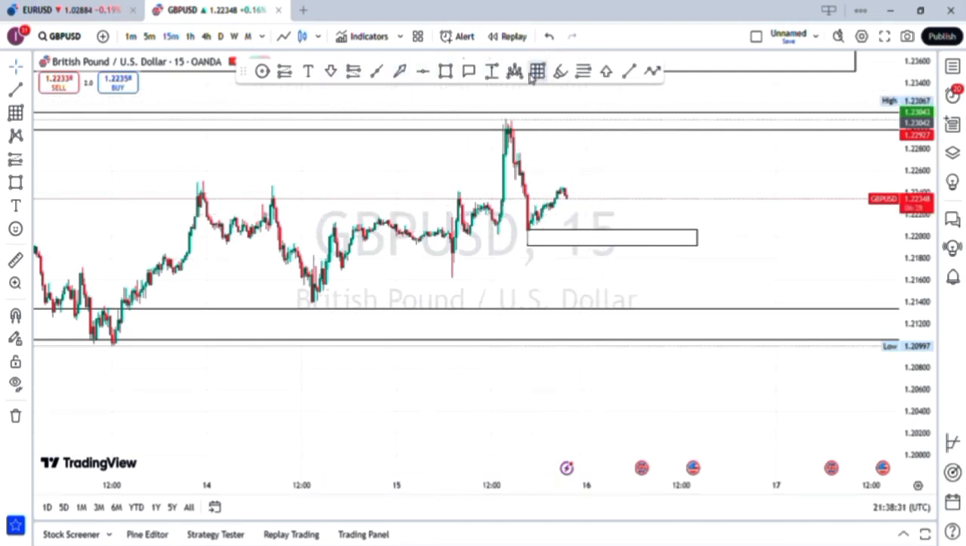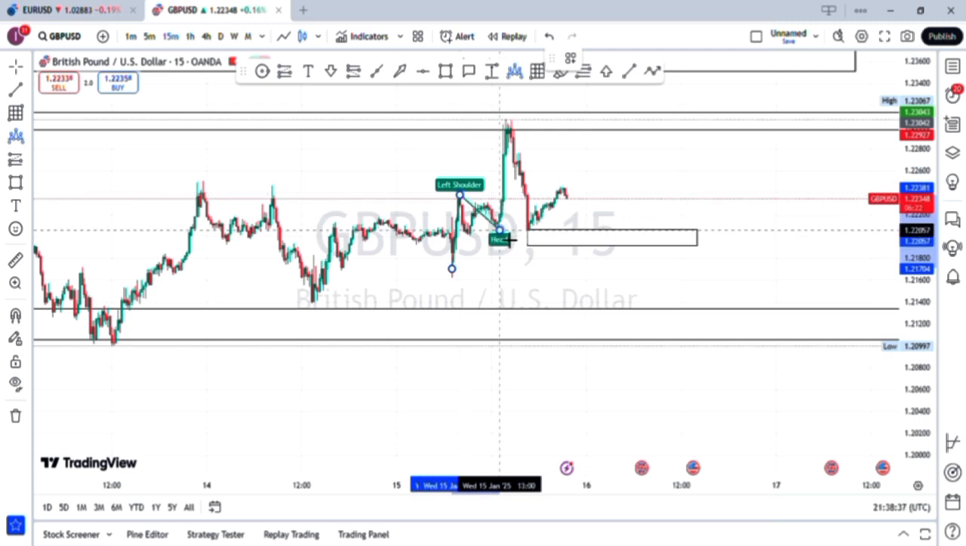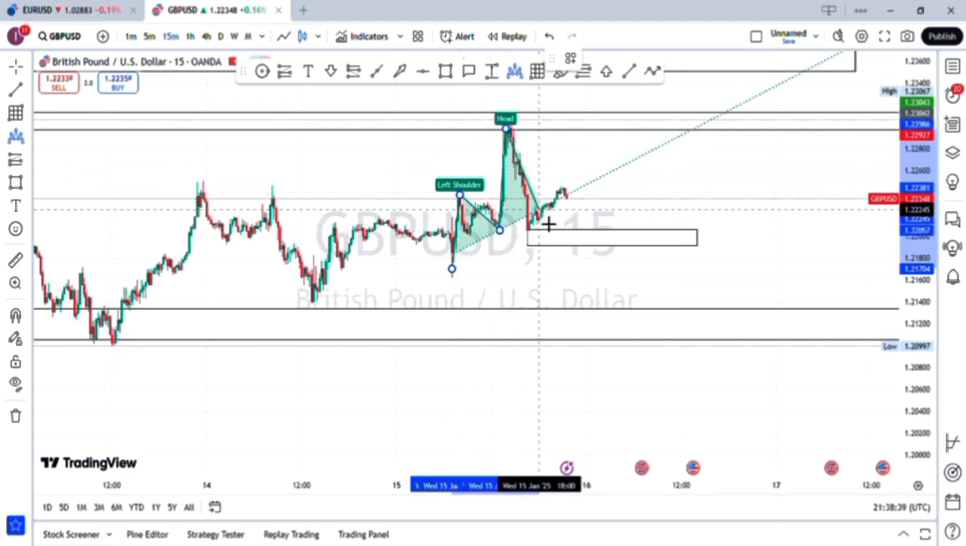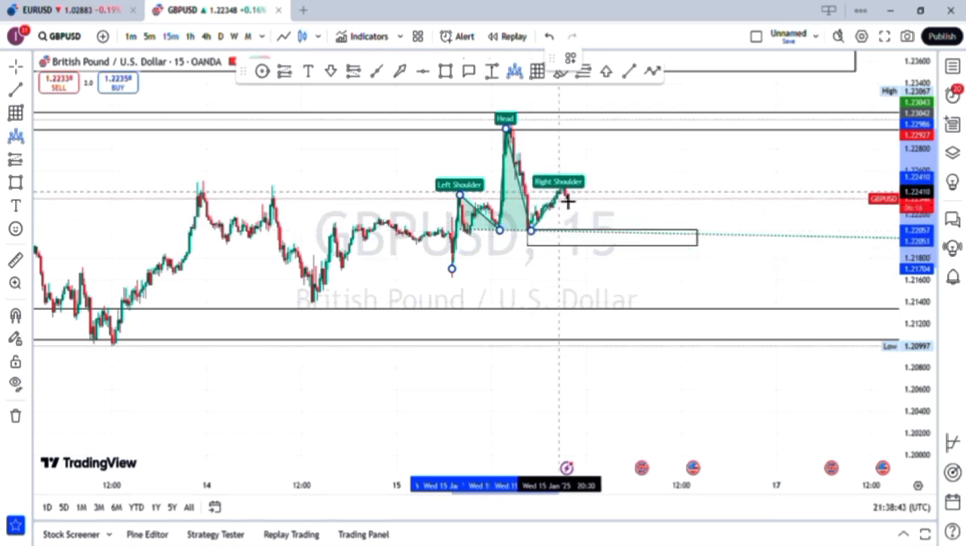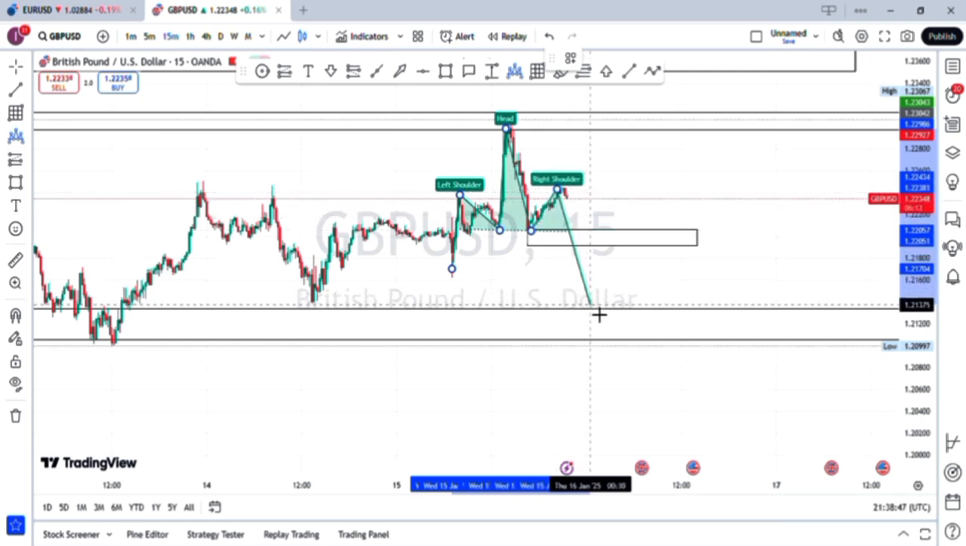We could expect a head and shoulder pattern to form right here, because if I'm to use the head and shoulder rule tool, we have this as the first left shoulder, we have this as the neckline, the head, and then the neckline. We could expect the right shoulder to form here, and then price drops to the downside, guys. Price drops to this support zone.